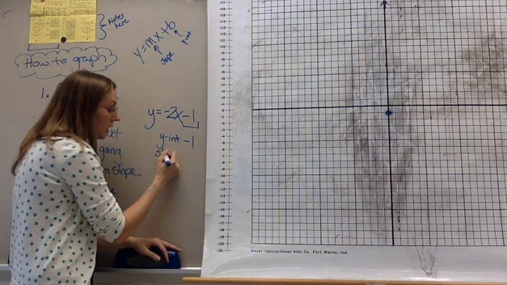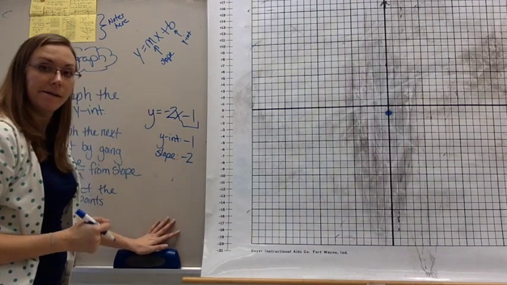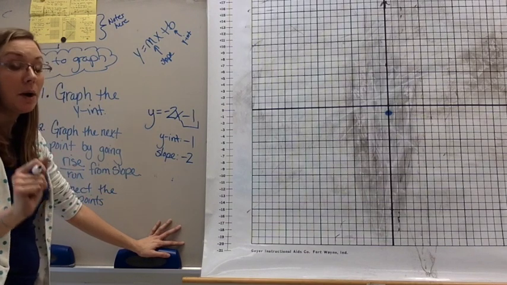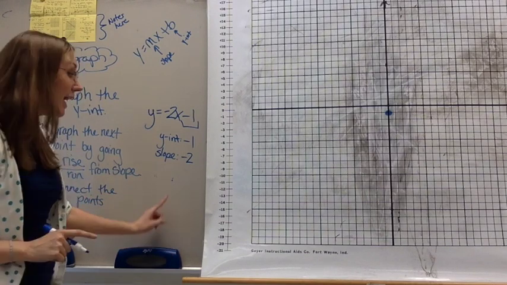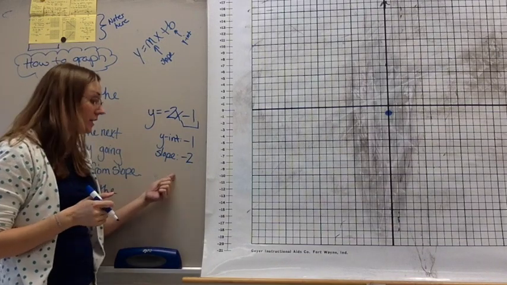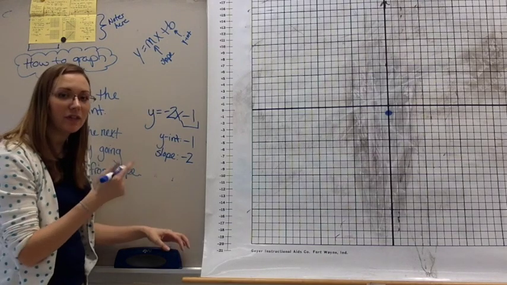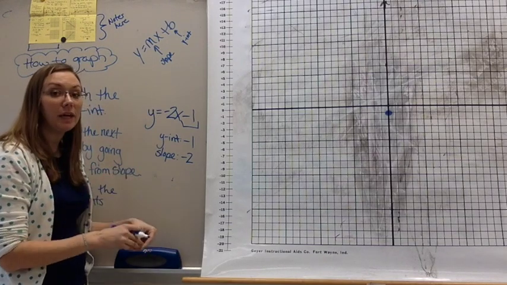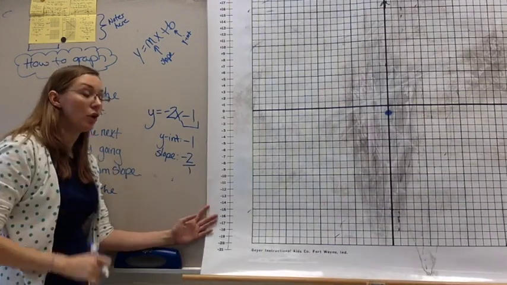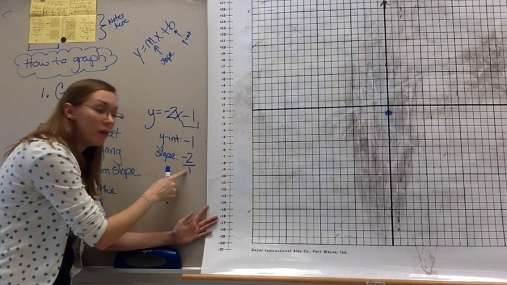So my slope here is negative 2. This doesn't look like a ratio. It doesn't look like a fraction. But I can technically write any whole number, whether it's positive or negative, as a fraction. I take this number and put it in the numerator. Then the denominator is always going to be 1. Okay? If it's a whole number, it can always be written as over 1. So what this means now is this is my rise and this is my run.